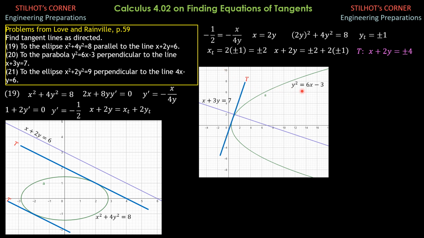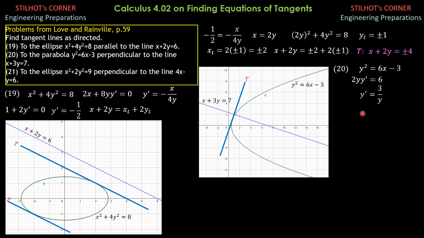So we begin with y squared equals 6x minus 3. This is the tangent to the parabola and perpendicular to that line. So there's only one possible tangent. So y squared equals 6 times x minus 1 half. Differentiating, 2y y prime equals 6. So that means y prime is 3 over y.